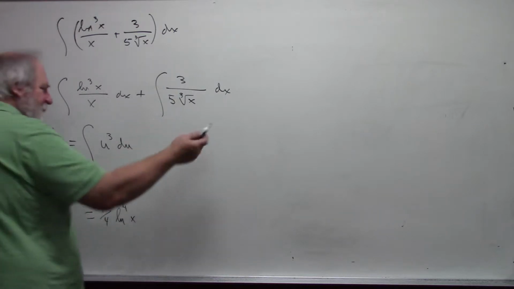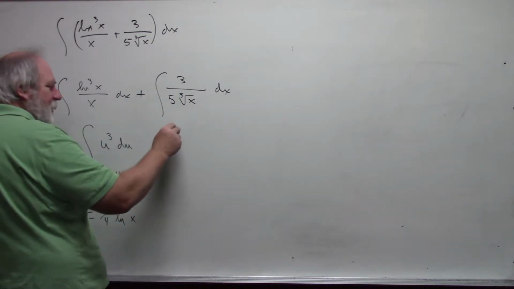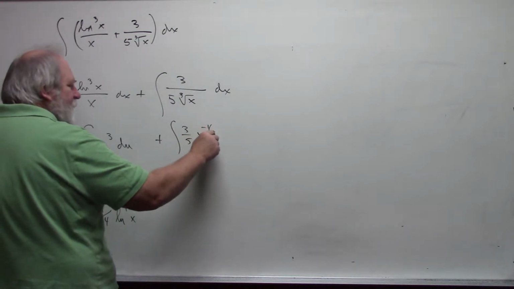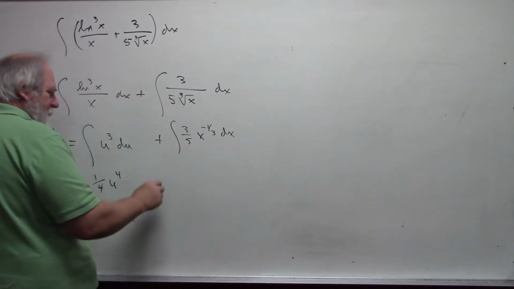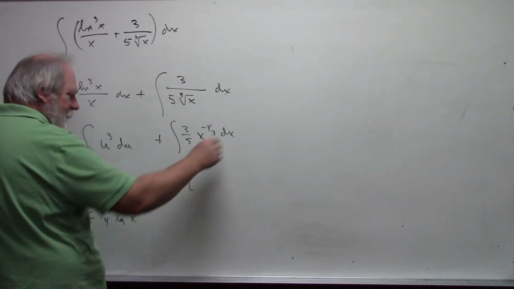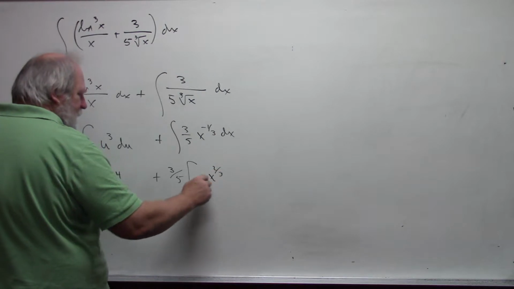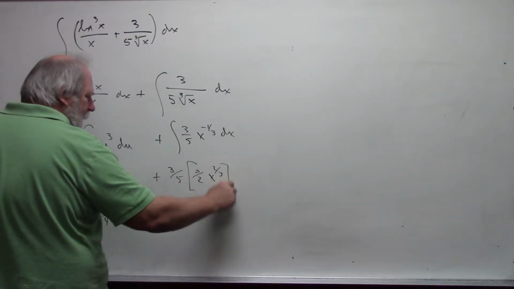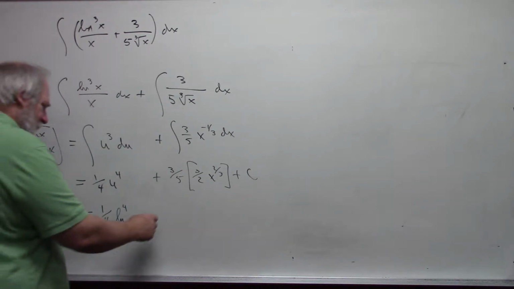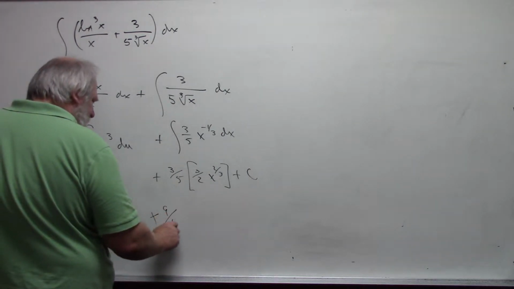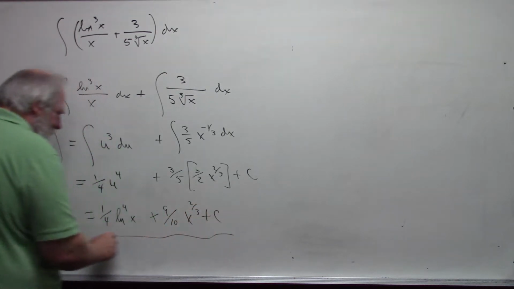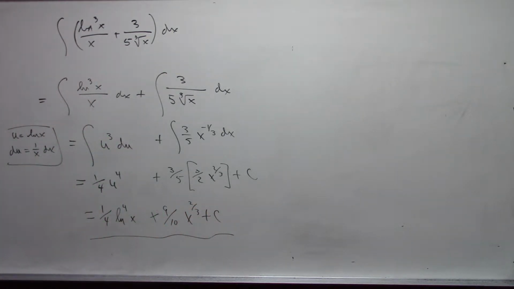Now I'll deal with this piece. This one I'm going to rewrite as 3/5 x to the negative 1/3. The antiderivative of that then is, using reverse power, add 1, take the reciprocal, and I'll throw in the plus c, and so then I get plus 9/10 x to the 2/3 plus c, and this is my overall final antiderivative.